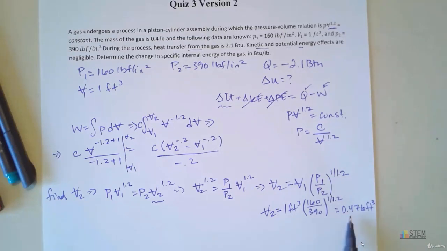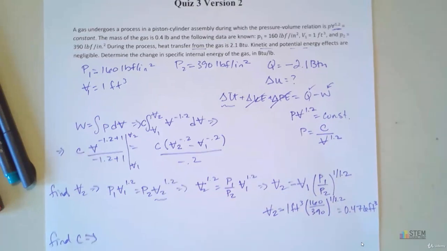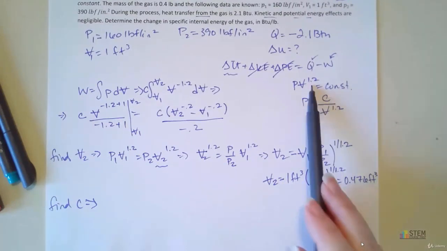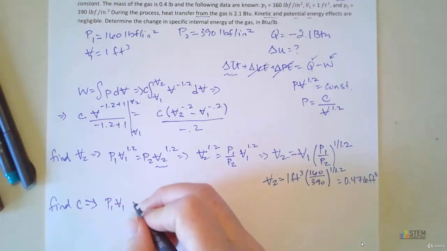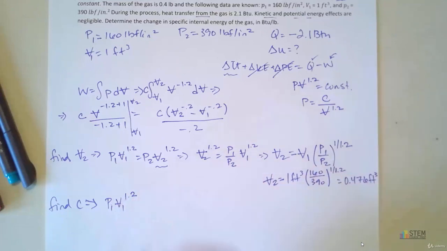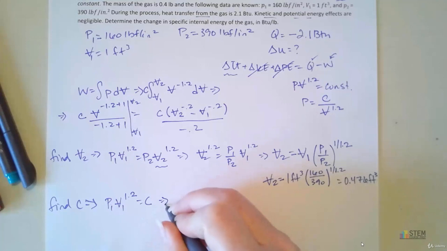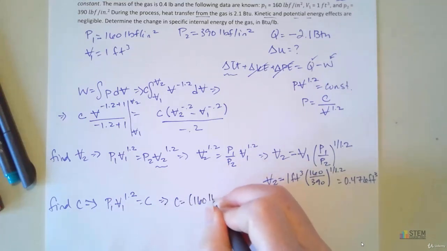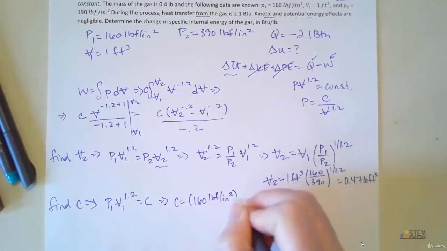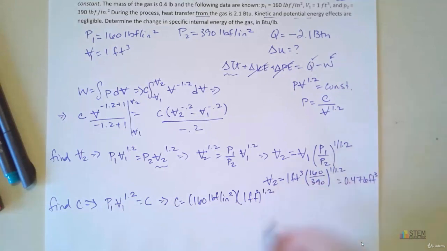Now that gives us this term for here. Now we just need to find C. So let's do that next. For C, we're going to use this same expression here, and I'm just going to use the state 1 values. So P1 V1 to the power of 1.2 equals C. So plug everything in, and we'll have 160 times the 1, that's cubic feet, and then we got our power of 1.2.